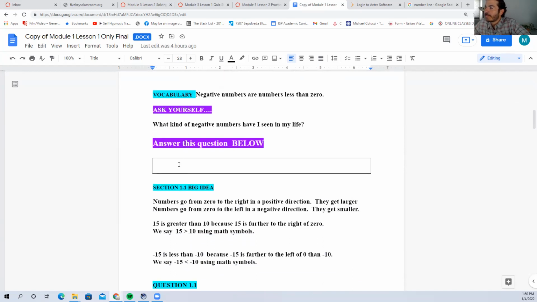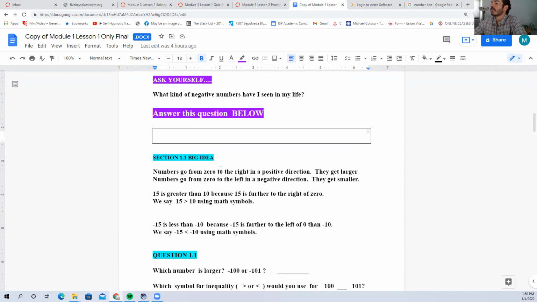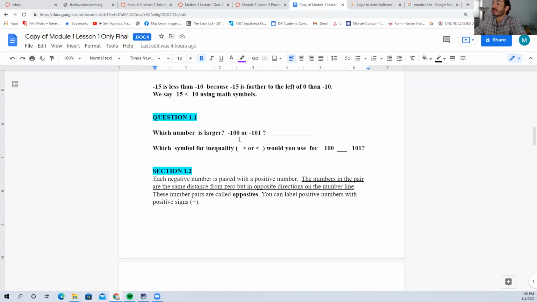You're going to type in the box the question above. What kind of negative numbers have I seen in my life? We talked about a few of them a second ago, okay? Which number is larger, -100 or -101? We talked about greater than or less than in the lesson just a second ago, right? So which one's further to the right? Which one does the duck want to eat?